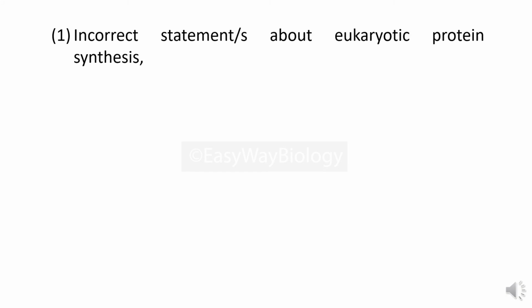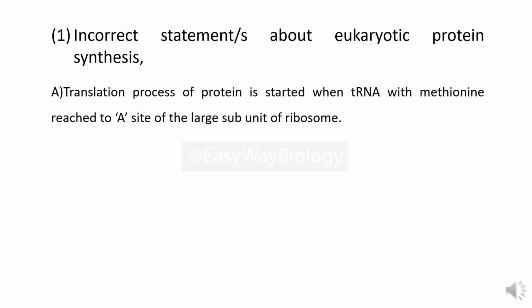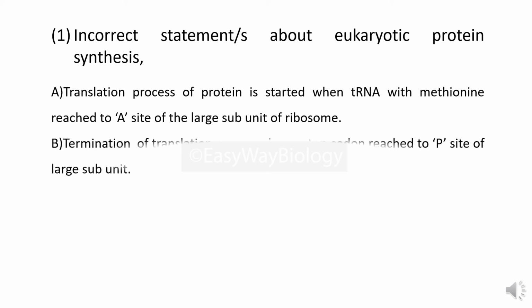Question number 1. Incorrect statement or statements about eukaryotic protein synthesis. A. Translation process of protein is started when tRNA with methionine reach to A site of the large subunit of ribosome. B. Termination of translation occurs when a stop codon reaches to P site of large subunit.